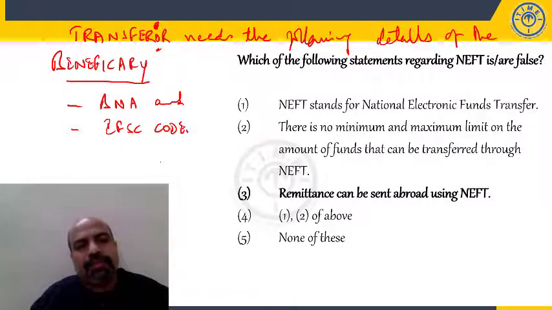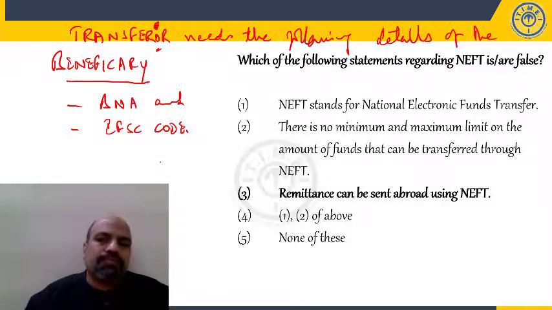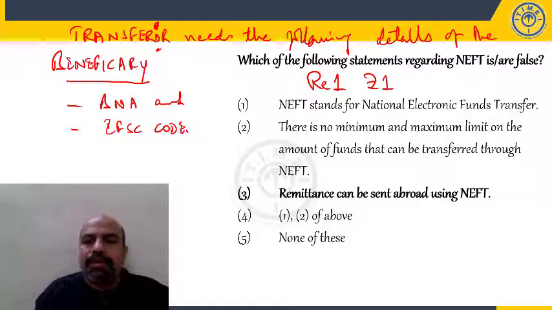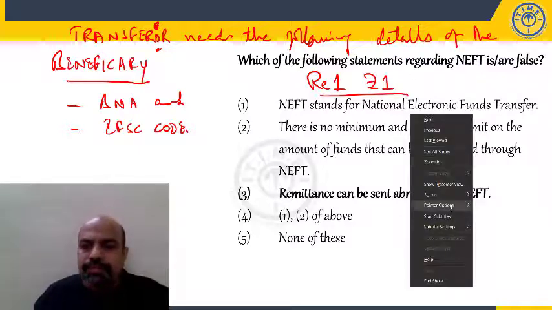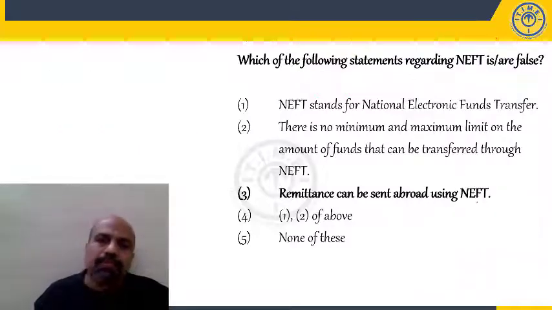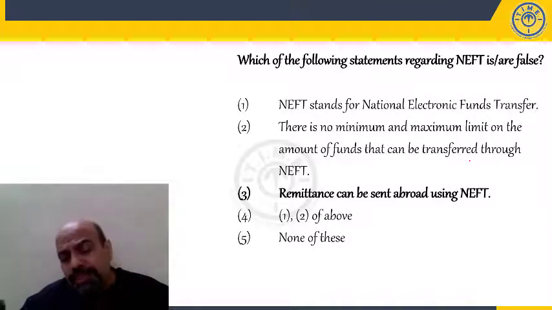Last point, minimum transfer amount is 1 rupee, you can write ₹1, with no upper limit.